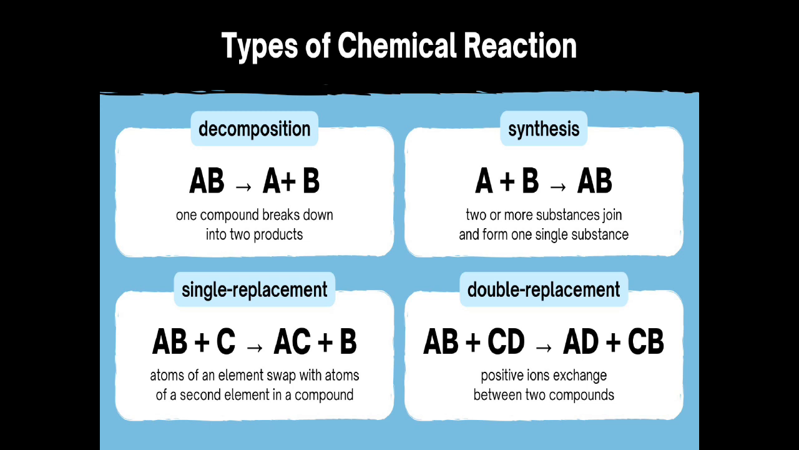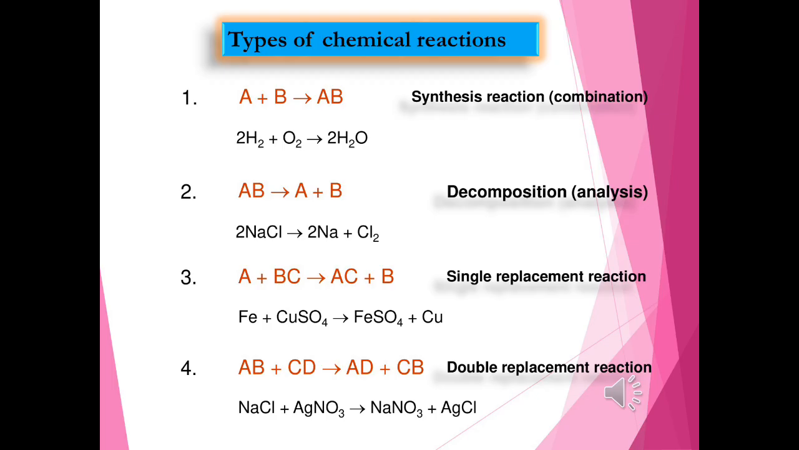And fourth one, double replacement reaction, also called double displacement reaction or double decomposition reaction. AB plus CD gives rise to AD plus CB. Positive ions exchange between compounds, and this is called a double replacement reaction or double displacement reaction or double decomposition reaction. Examples for types of chemical reactions are as follows.